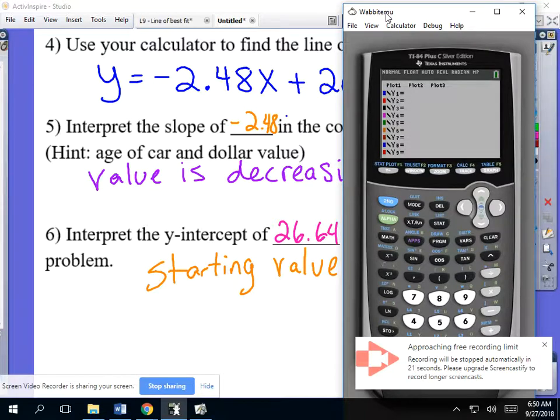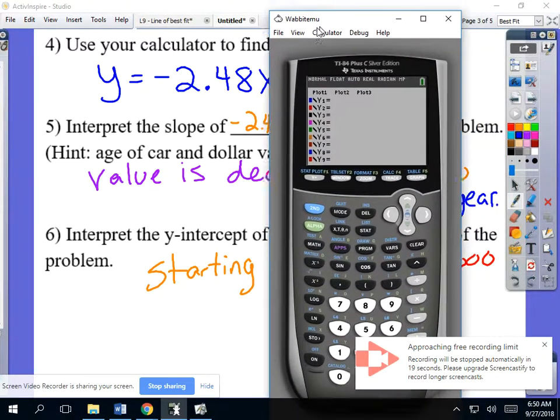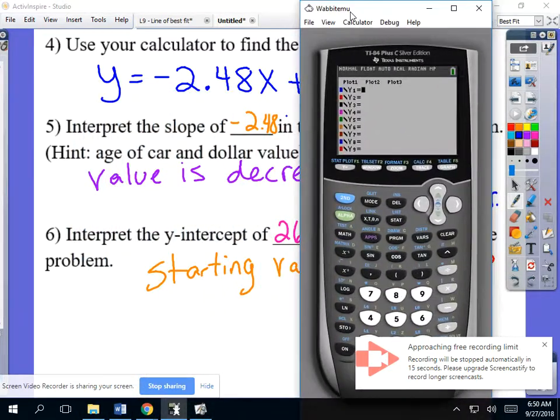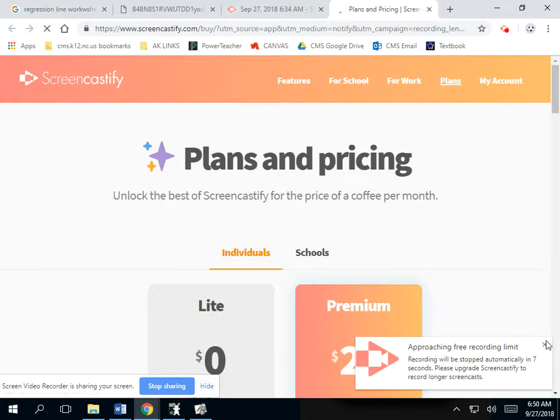And I'm running out of time here, so I'm going to type it in very quickly. Negative 2.48. Oh, all right, I'm going to do this in the next video for you.